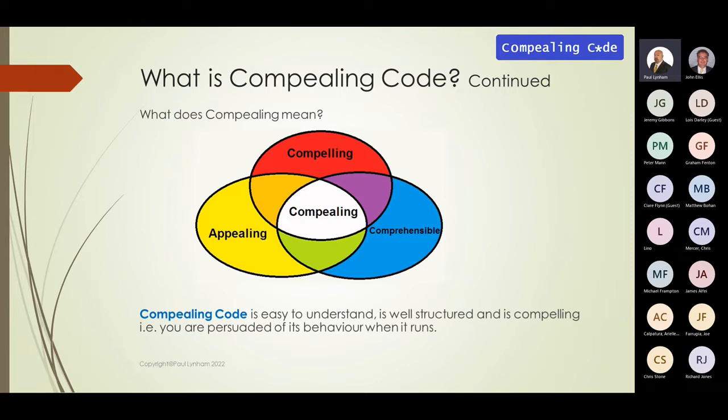Now, where all these three attributes meet, you've got a sweet spot in the middle. And this is where I say you have compealing code, because it's a portmanteau of comprehensible, appealing, and compelling. So that's where you get your compealing from. So compealing code is easy to understand, it's well structured, and is compelling, i.e. you are persuaded of its behavior when it runs.